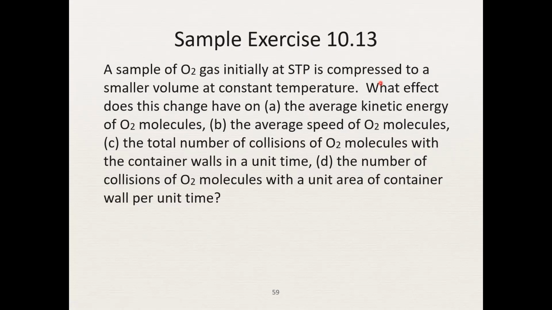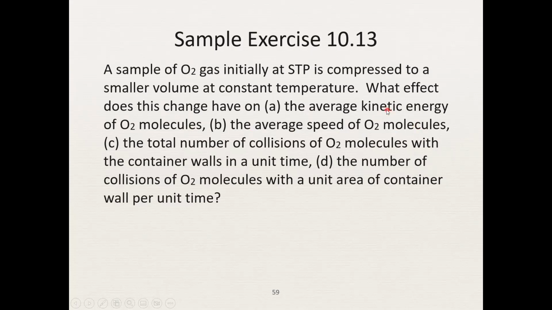So standard temperature and pressure. And then we take that gas sample, compress it to a smaller volume while keeping the temperature constant. And then we want to think about how that's going to affect these other things. So with the first one, the average kinetic energy of O2 molecules and B, the average speed of those oxygen molecules.